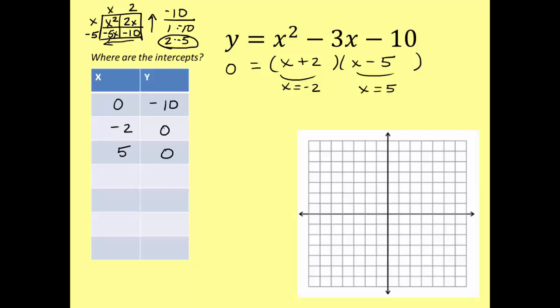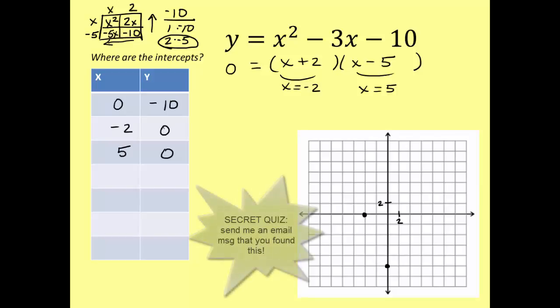Now, negative 10 is pretty big, so I think I'll use a scale factor of 2. Make sure you always mark that on your graph if you're going to change the scale. It's important to let everybody know what one box means. So 0, negative 10 would be here. 2, 4, 6, 8, 10. And then we have intercepts at negative 2, positive 5.